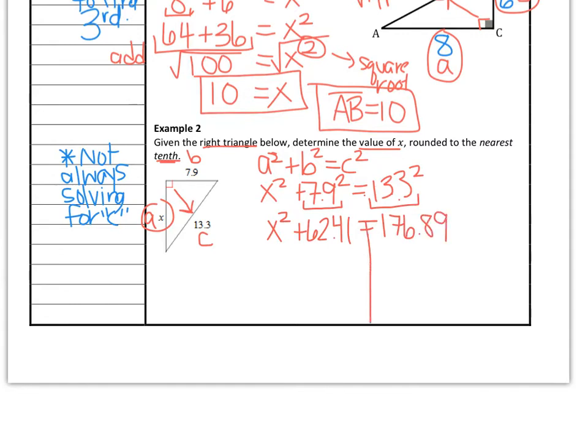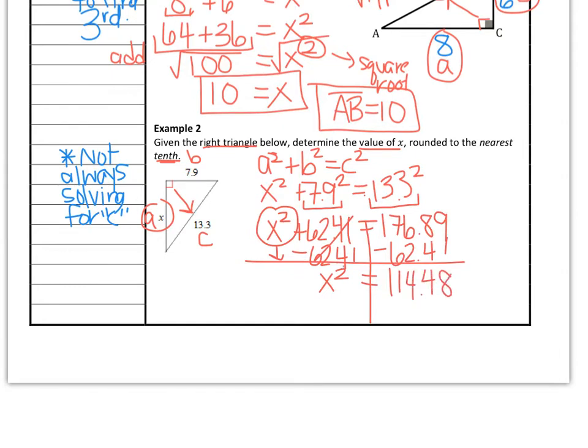Okay, so now if I look at my equation, in order to get x squared by itself, I have to subtract, in this case, the 62.41. So those cancel out. Now we bring down our x squared, and when we subtract, we get 114.48. And then again, we've got to get rid of this squared, so we're going to square root both sides.